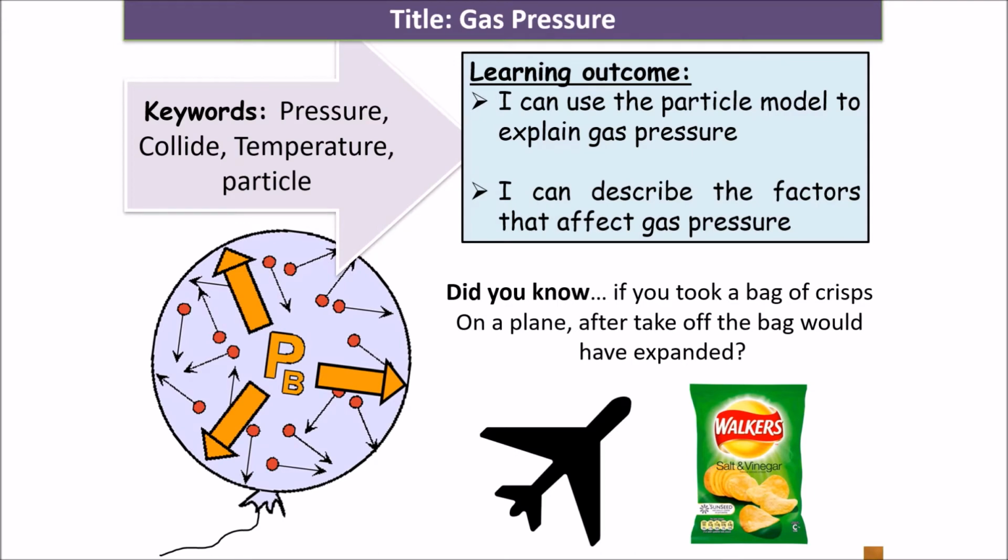Today's title is called Gas Pressure. Make sure you write down the title in your book. The learning outcomes are, I can use the particle model to explain gas pressure. I can describe the factors that affect gas pressure. The keywords today are pressure, collide, temperature, and particle.